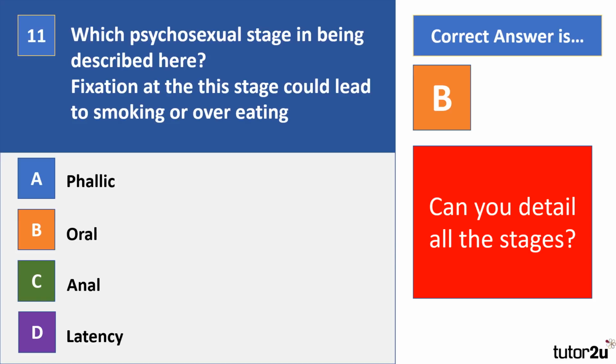We do have to know the psychosexual stages. So psychosexual stages are oral, anal, phallic, latency, and genital. So Freud had this belief that humans progress through a number of different psychosexual stages during the development of the psyche, and he named 5 of these.